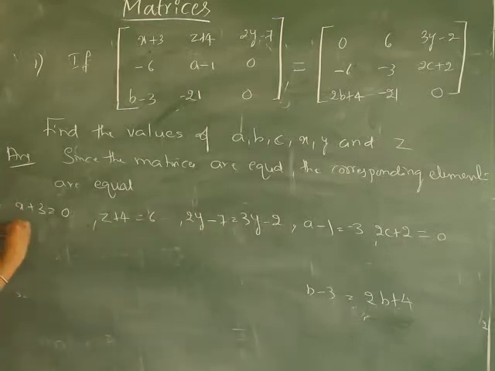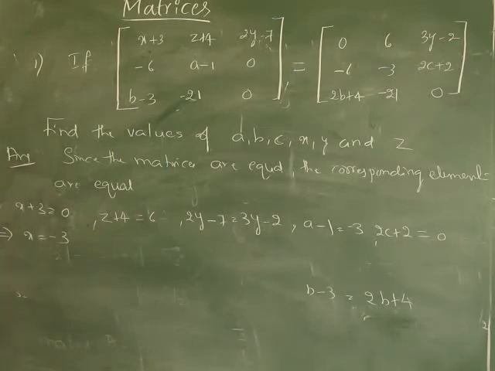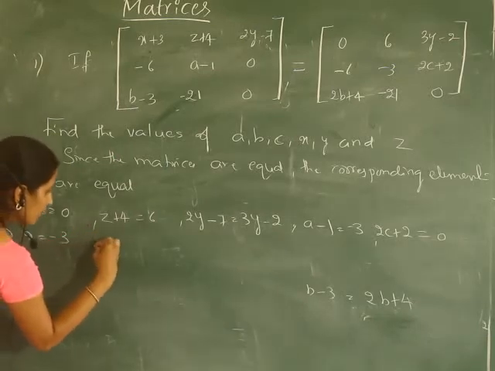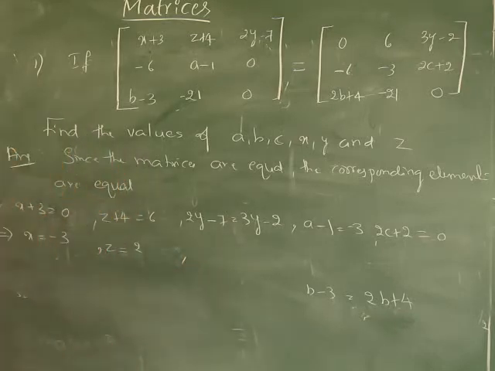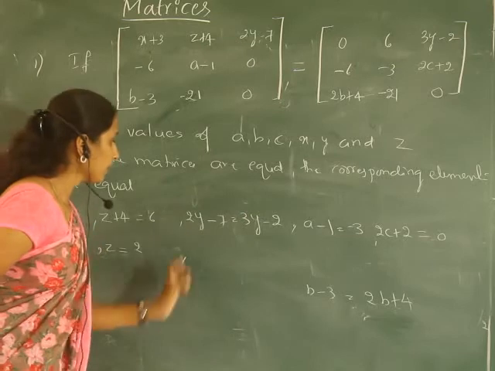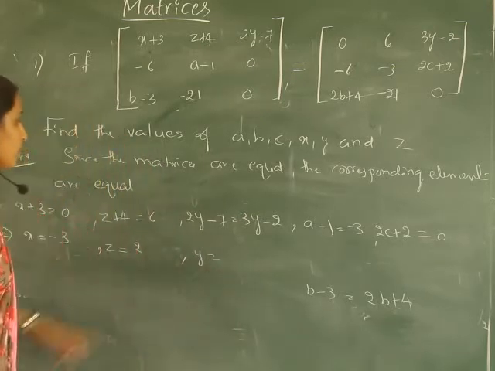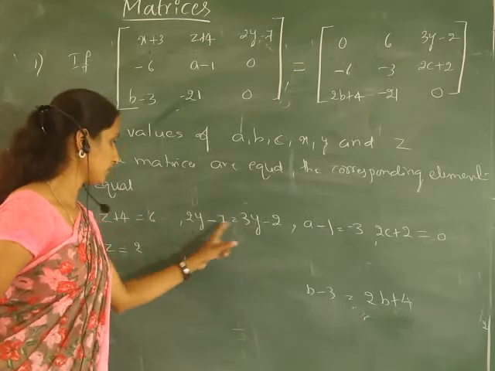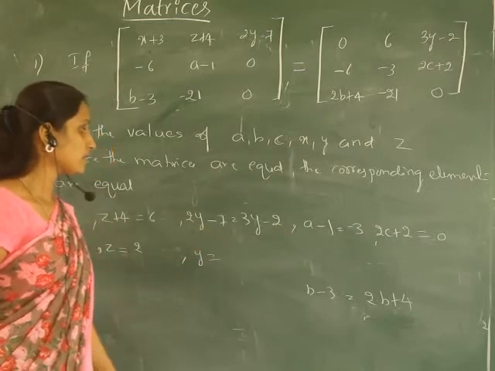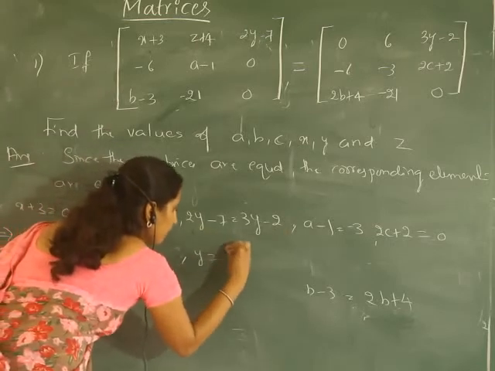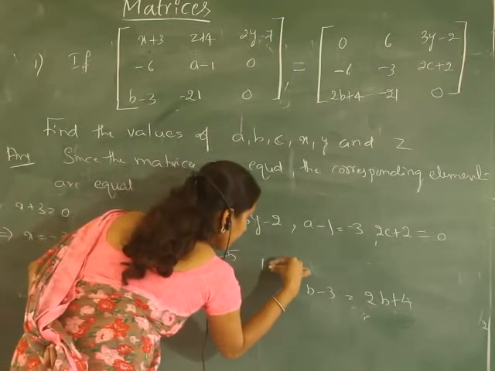So this implies what? X plus 3 is 0, so x is equal to minus 3. And here z is equal to 2. Here when we solve this equation, we are getting minus y, or y is equal to... take 2y to one more side, so 3y minus 2y is y. Then a minus 7 plus 2 is a minus 5. So y is minus 5. Then a is equal to 4.